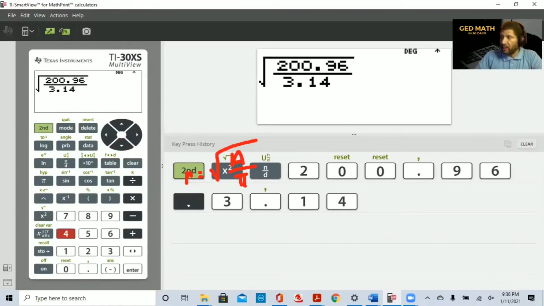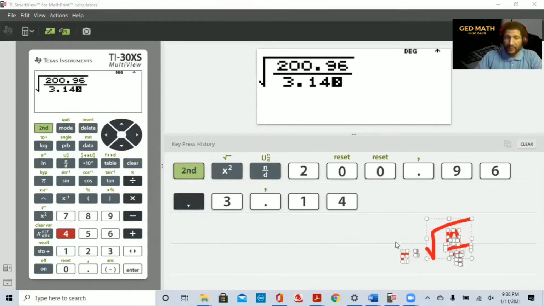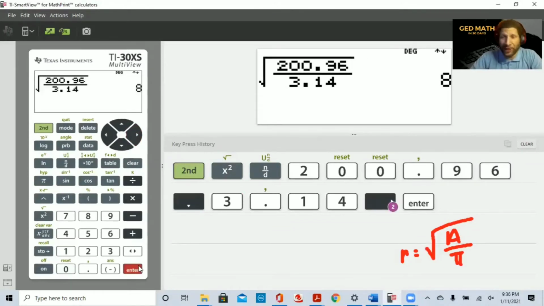Okay, let me move that formula out the way for a second. Move it down here. We need to get out of our square root, out of our fraction, and then out of our square root. We're going to press enter. If you notice, our radius is 8. Look how fast we did it.